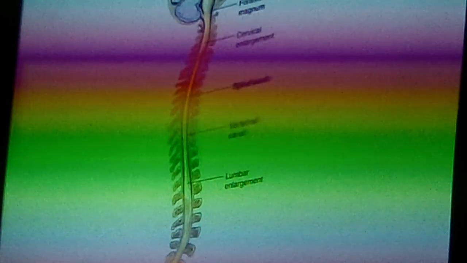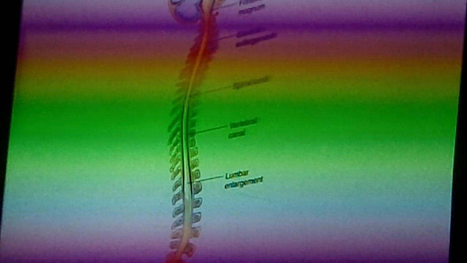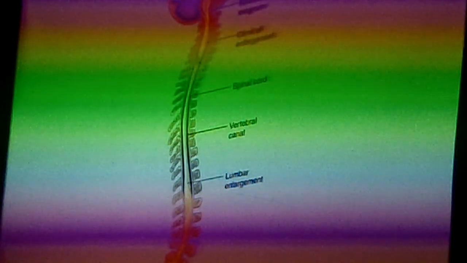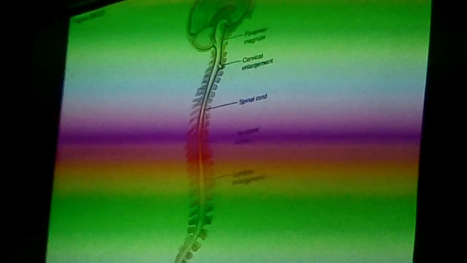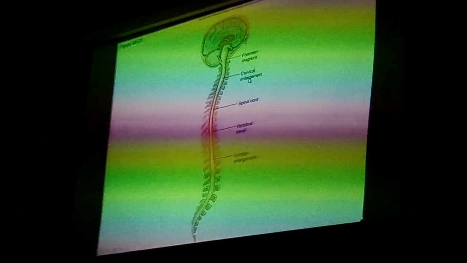Here's kind of a look at the spinal cord from the sides. In some places the spinal cord is thick, and in other places it's thin. There's an enlargement at the bottom called the lumbar enlargement, and there's an enlargement around the neck called the cervical enlargement.